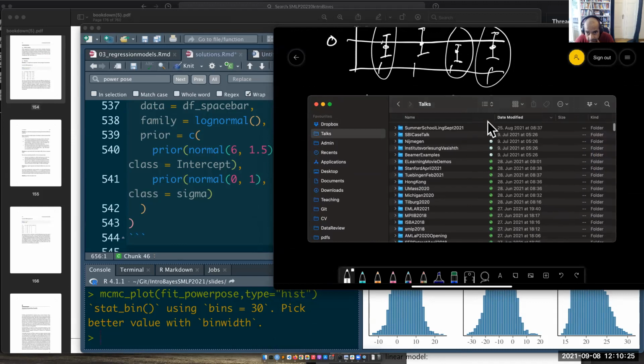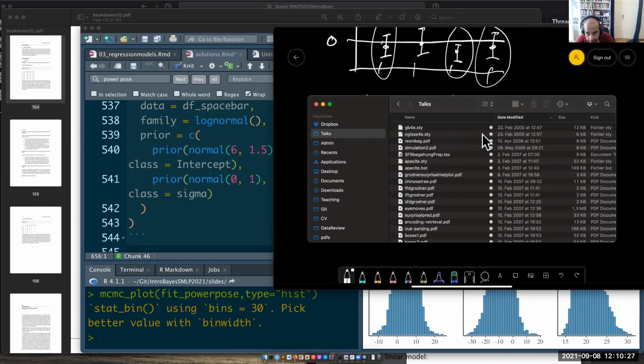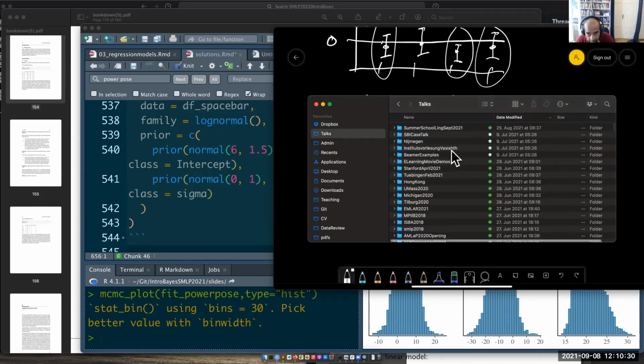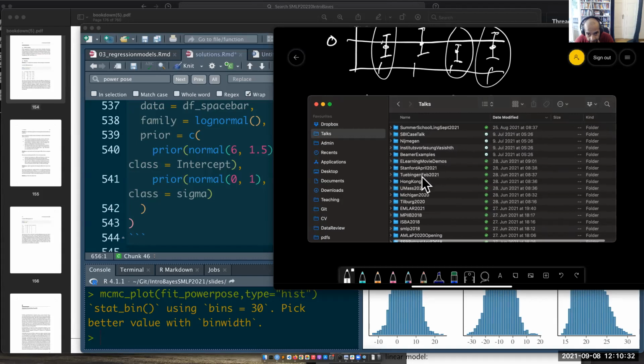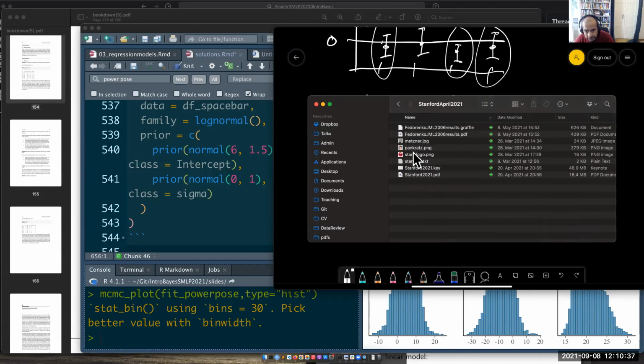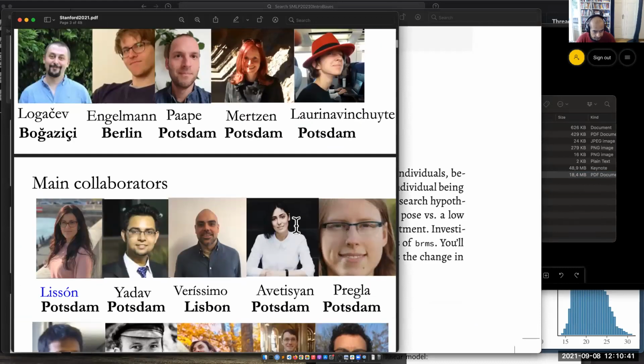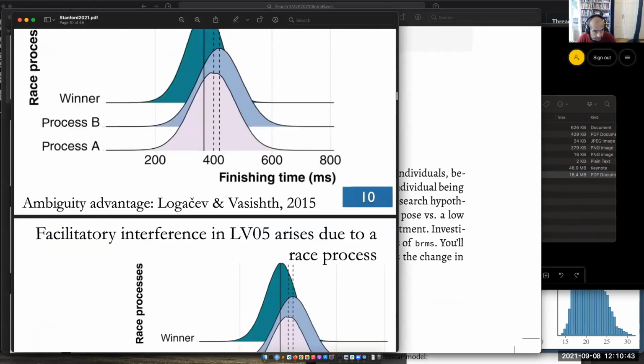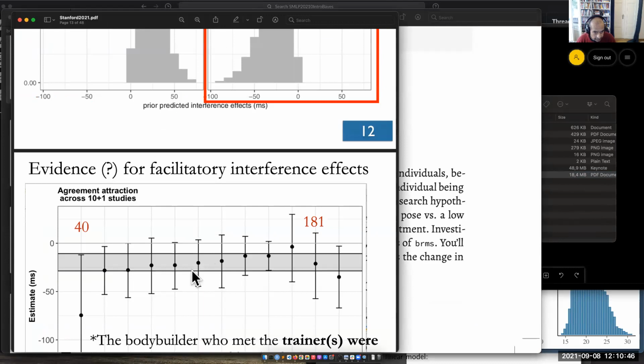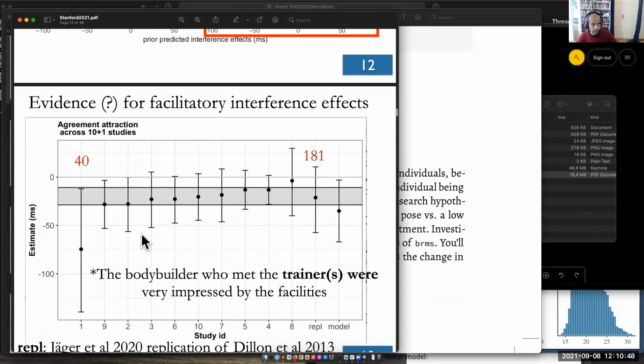So let's see. Maybe this talk, I gave a talk at Stanford some time back, and maybe this one has what I want. Just a minute. Right, yes, this is a good example. What I'm showing you here is 11 studies, 1, 2, 3, 4, 5, 6, 7, 8, 9, 10, 11 studies.